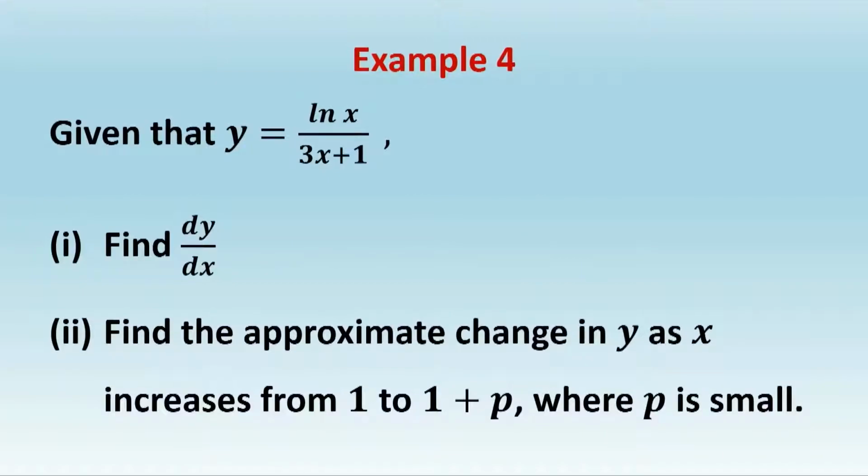Example 4. Given that y = ln x over (3x + 1), part 1, find dy/dx. Part 2, find the approximate change in y as x increases from 1 to 1 + p, where p is small.